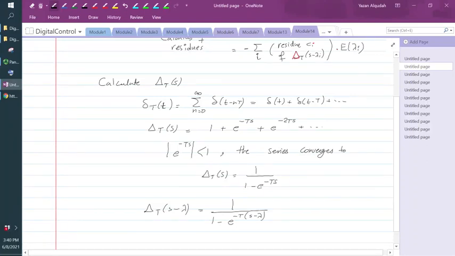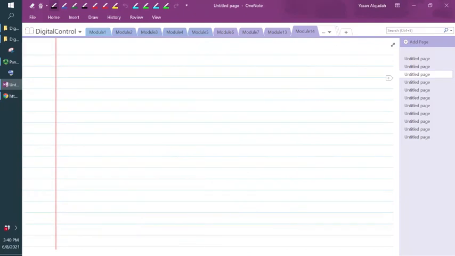Now what we need to do is find the poles of this expression, similar to how we found the poles of E of lambda. Now we're going to find the poles for delta T of s minus lambda. So what are the poles of delta T of s minus lambda?